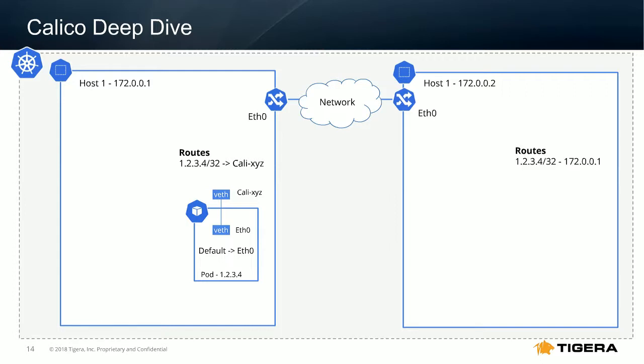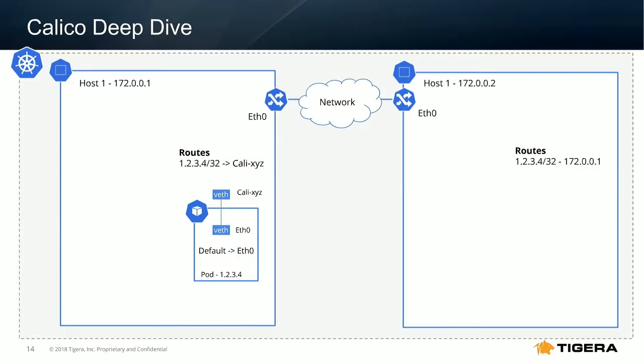And if we take a look at a route table on that other host, we're going to see a 1.2.3.4 entry. And if we want to get to that IP, we're going to have to route over to 172.0.0.1, basically host 1. So we now have a way to route both locally and from other hosts to that host 1, and specifically to that pod. So this is what a distributed route table would look like.